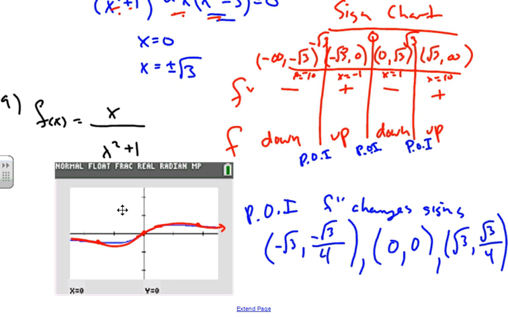So where are these points going to be? Well, negative square root of 3, 0, and right here is going to be square root of 3. And that's where we find the points of inflection.